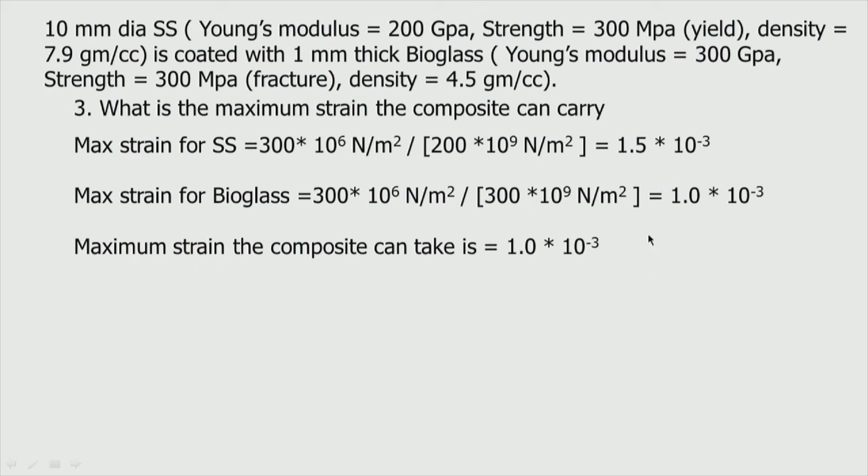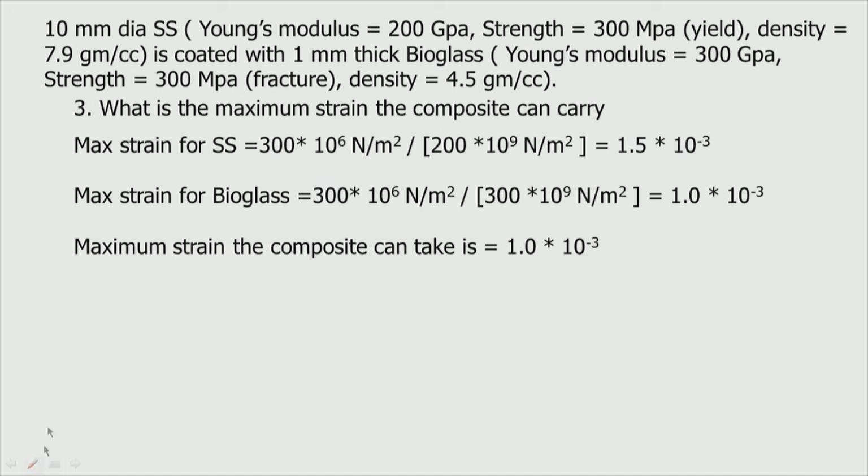But the maximum strain the composite can take will be the lower of these two, because if the strain slightly exceeds 1 into 10 power minus 3, the composite will fail, because the bioglass will fail. So the material can take the lower of these two, which is 1 into 10 power minus 3. That is the maximum strain the composite can take.